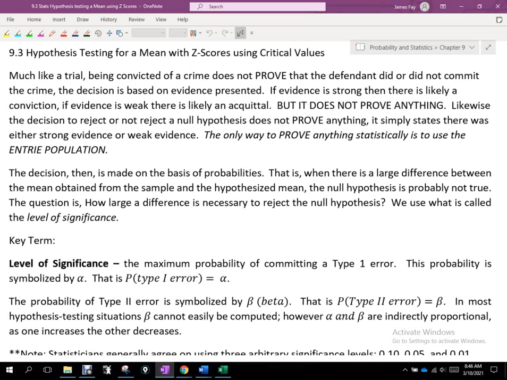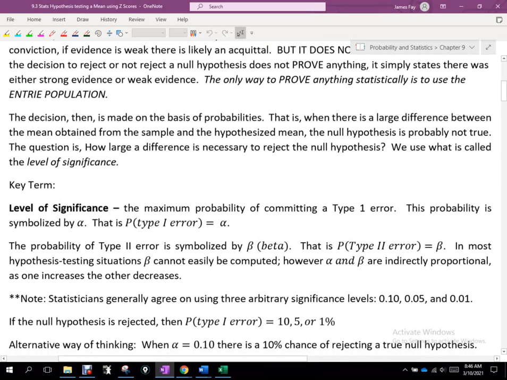Another sample may tell a different story. Okay. It says, likewise, the decision to reject or not reject a null hypothesis does not prove anything. It simply states that there was strong enough evidence or weak enough evidence to go one way or the other. Okay. So the only way to prove anything statistically is to use the entire population.